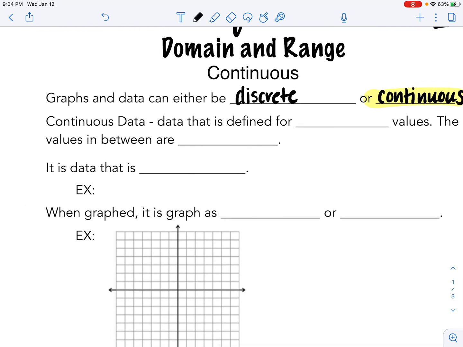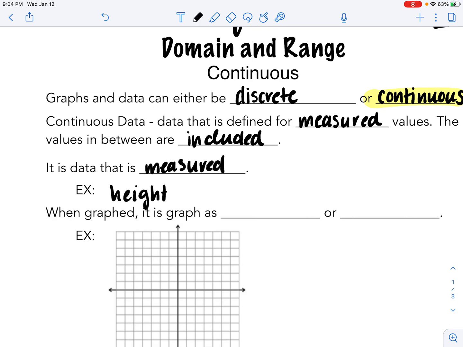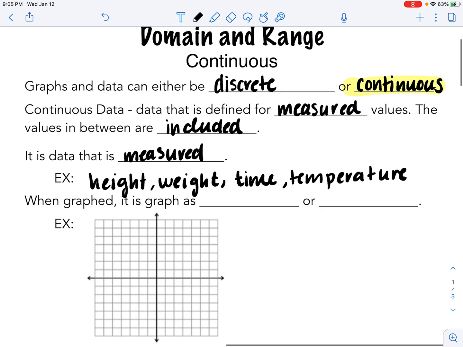Continuous data is data that is defined for measured values. So that means the in-between values are included. So stuff that's measured, this can be anything from height or weight, right? That's pretty normal to measure both of those. Really common, we use time, right? Because you could have half of an hour, you could have half of a day, or temperature, because you could have decimals for temperature. And there's a few others you could probably think of off the top of your head.